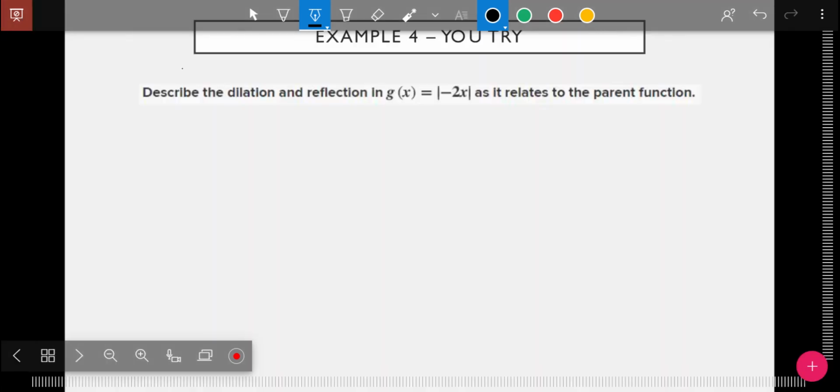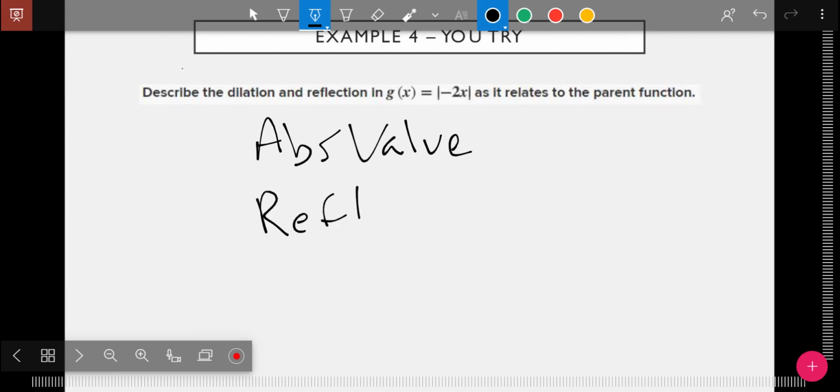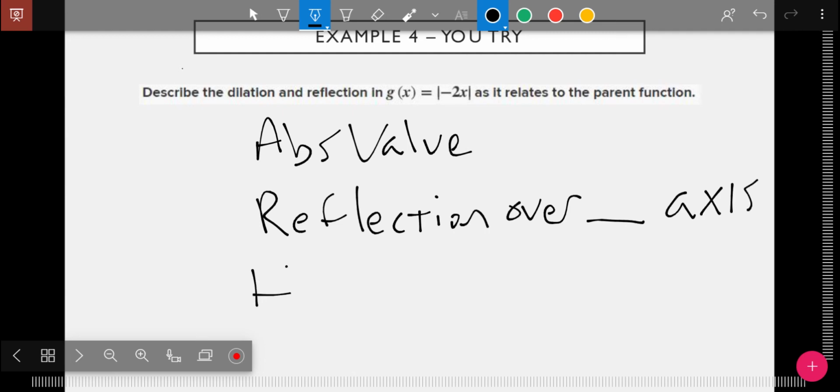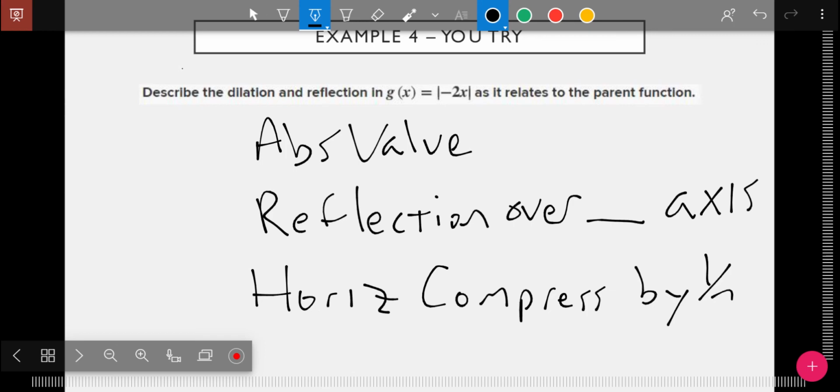All right. The parent here would be an absolute value function. The negative is inside, and so negative inside will be a reflection over, you got to figure out what axis. The 2 inside means horizontal, and it's bigger than 1, so it's a compression. And I flip the number. So right now, if you haven't already figured out, is it going over the x-axis or y-axis? Hopefully you got that it affects the x, so it's going over the y-axis.